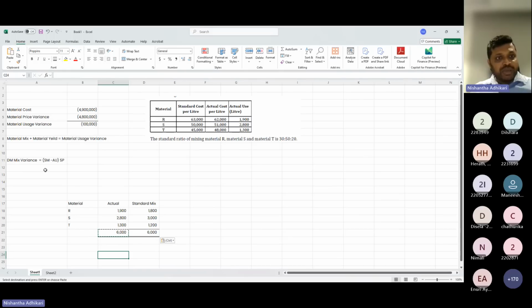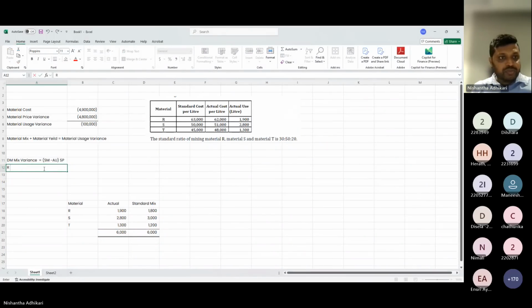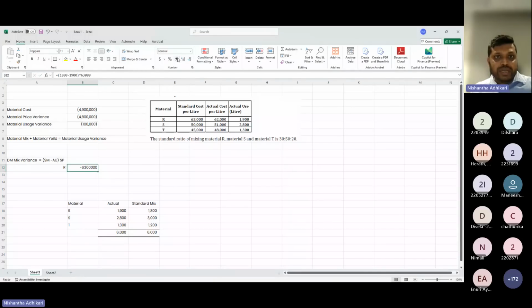Now we can work out what your mix variance is. If I take R, I will quickly work it out, guys. My standard mix should be 1800, right? Actual 1900. What is the standard price? The standard cost per liter, 62,000, right? It is adverse 6.3 million, right? Then S.